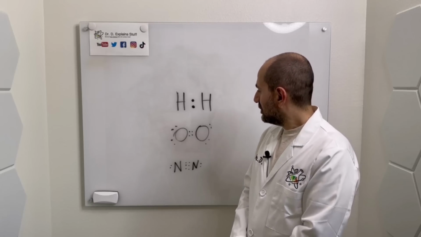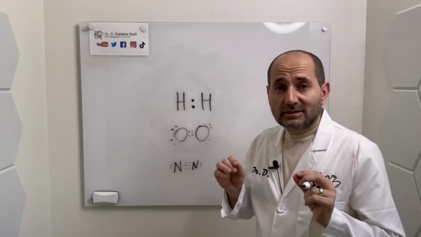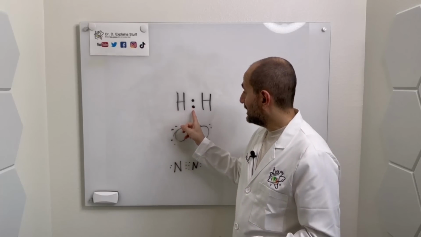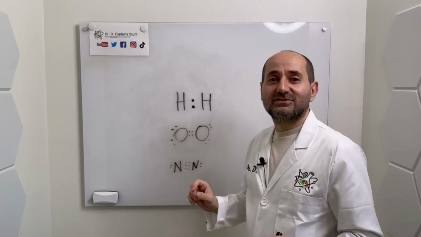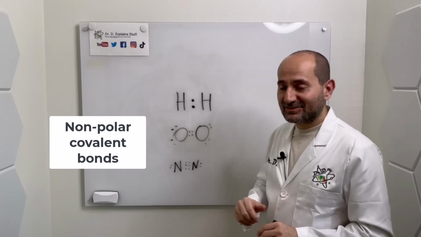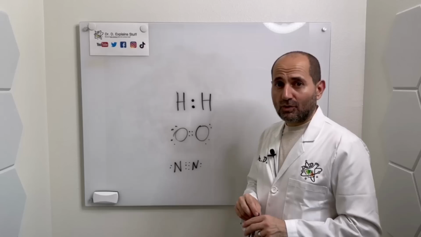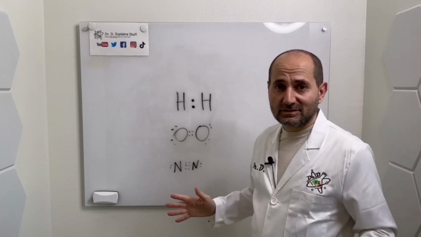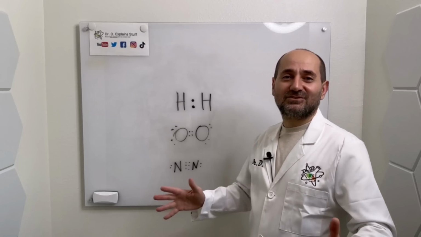And so, by the way, when this happens, when electrons are being shared evenly to form a covalent bond, those aren't just covalent bonds. Those are known as nonpolar covalent bonds. So hydrogen gas, oxygen gas, and nitrogen gas are forming not just single, double, and triple covalent bonds respectively, but they are nonpolar covalent bonds, and that's why.